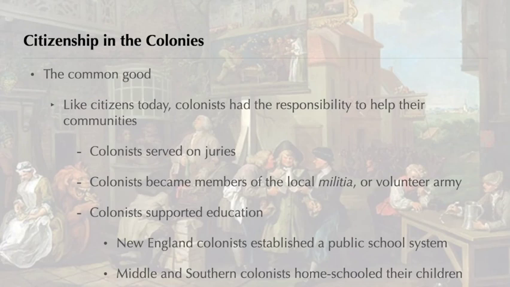Colonial citizens, like citizens today, had a responsibility to work for the common good. They helped their communities in various ways, such as serving on juries and becoming members of the local militia or volunteer army. Citizens also served their communities by supporting education. For instance, the Puritans in New England set up a public school system to make sure that people could read and understand the Bible. Harvard College, the oldest university in the United States, was founded by the Puritans in 1636.